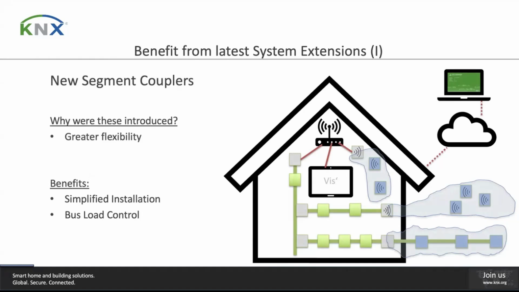So why were they introduced? Really to allow us to have greater flexibility and simplified installation, as well as give us control over the bus load. What they allow us to do is break a line up into segments and not have to introduce new lines unnecessarily. For example, in the diagram here, we've got some RF devices and a new extension to the line that's going outside, and we're using segment couplers to just branch off an existing line.